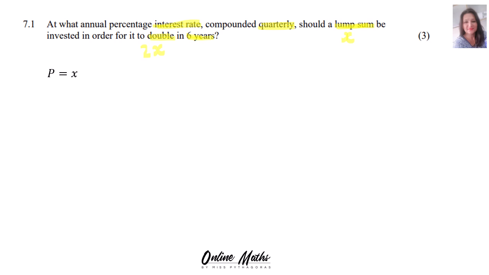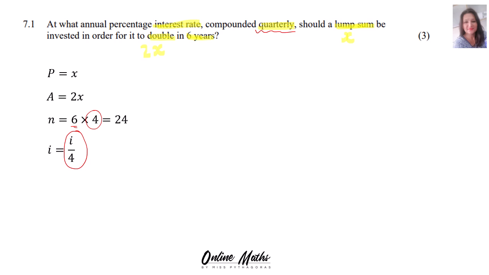First of all, our P, the principal amount, the amount invested, that one is X. A, the after amount, the final amount, that one is 2x since it doubled. N was 6 years, but it was compounded quarterly, so we will multiply by 4 to get 24. Our I, that is in fact what we are looking for, but we have to also adjust I by dividing it by 4.